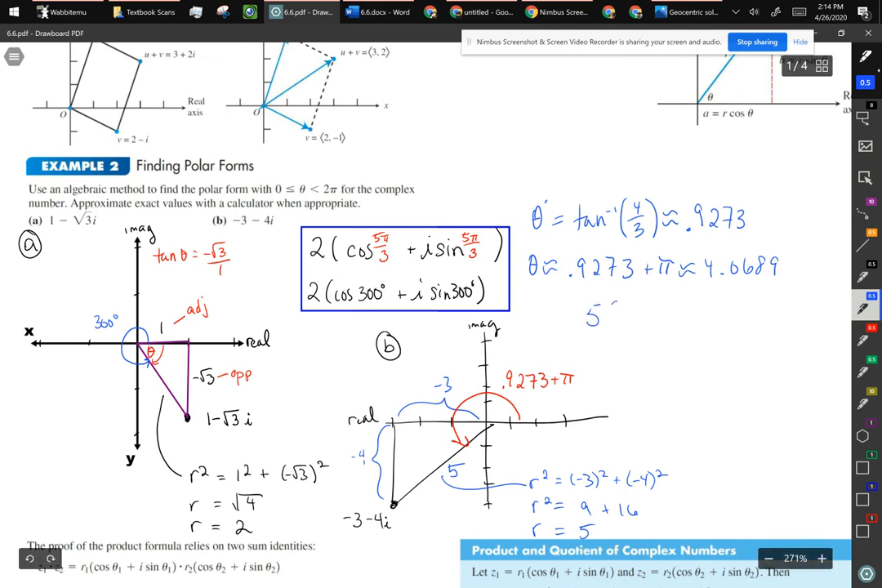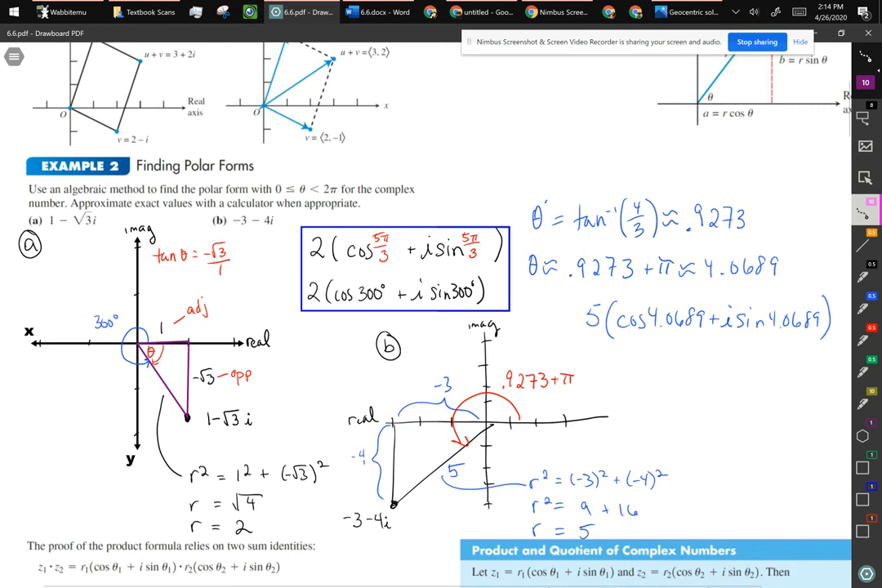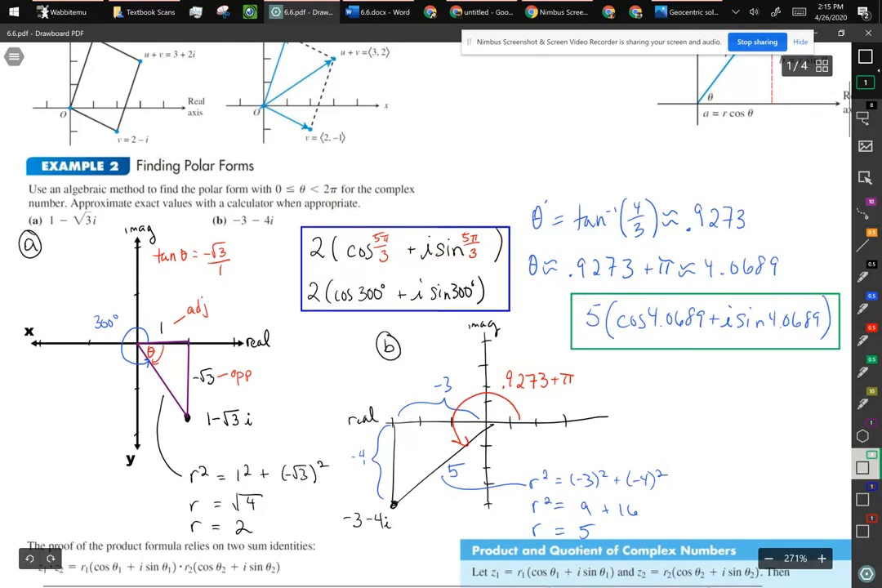The real component is the horizontal component, which is represented by cosine of 4.0689 plus i, which is the imaginary component, sine of 4.0689. And if you were to put this into your calculator, 5 times that, you will get -3. If you were to take 5 and multiply it with sine of that radian measure, you'll get -4. And so again, that's why this is the polar form. And that's your answer.